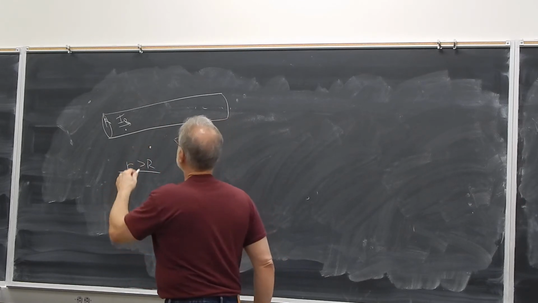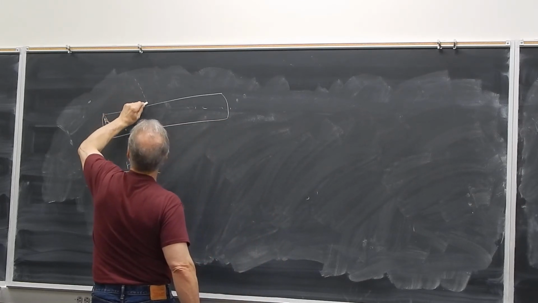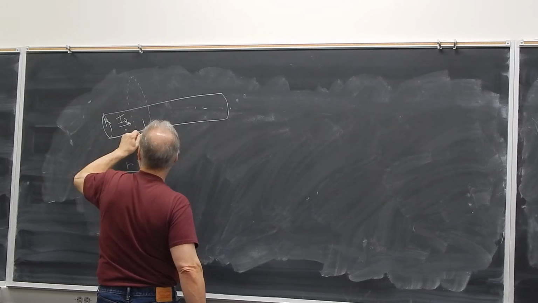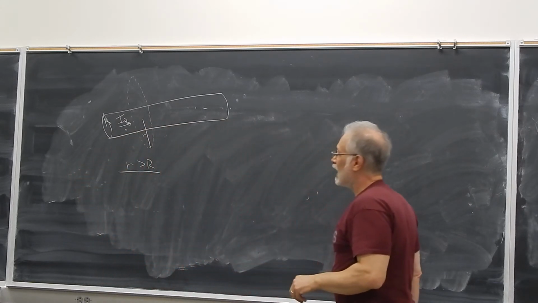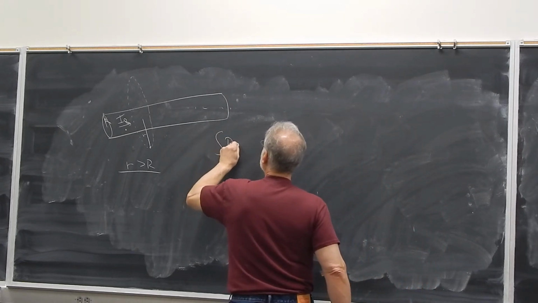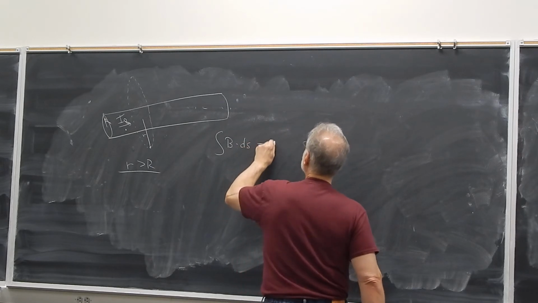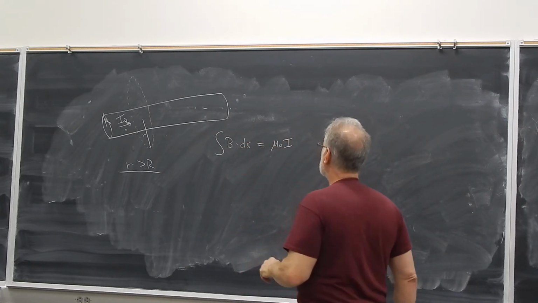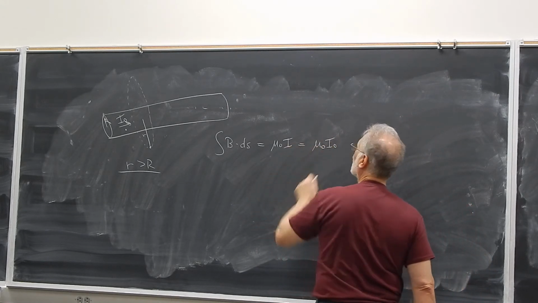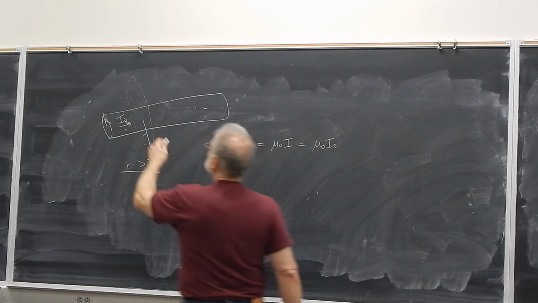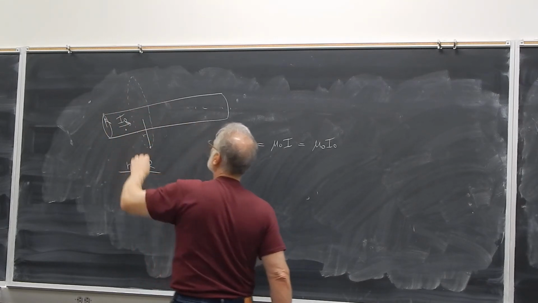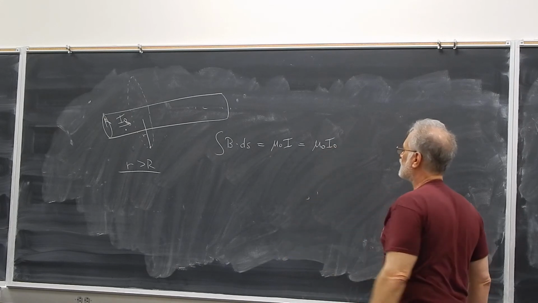What I'm going to do is I'm going to draw not a Gaussian surface, but an Amperian loop around the wire, and we'll have a radius of little r, like so. And then I can employ Ampere's law and say the integral of B dot ds is equal to mu naught times I. In this case, the current is constant. It's I naught, so it's mu naught times I naught. My Amperian loop is covering all of the current. So all of the current in that wire is passing through this Amperian loop.